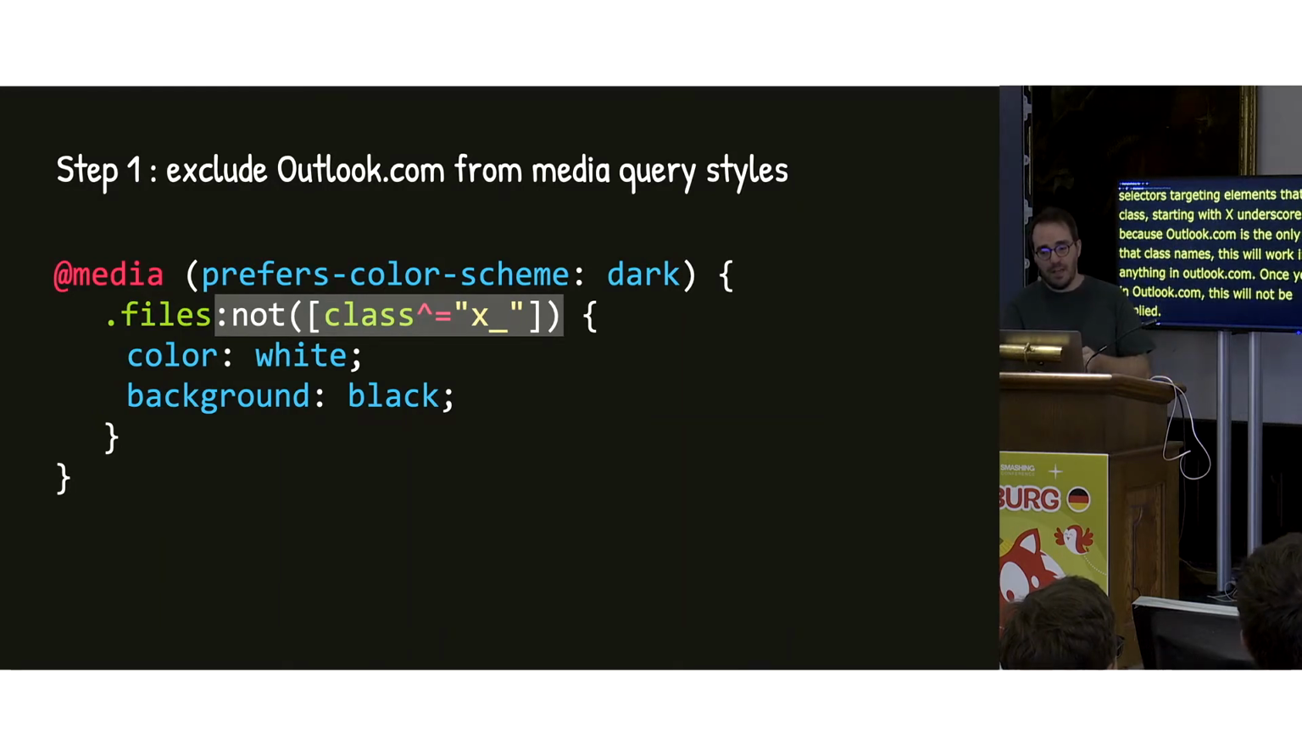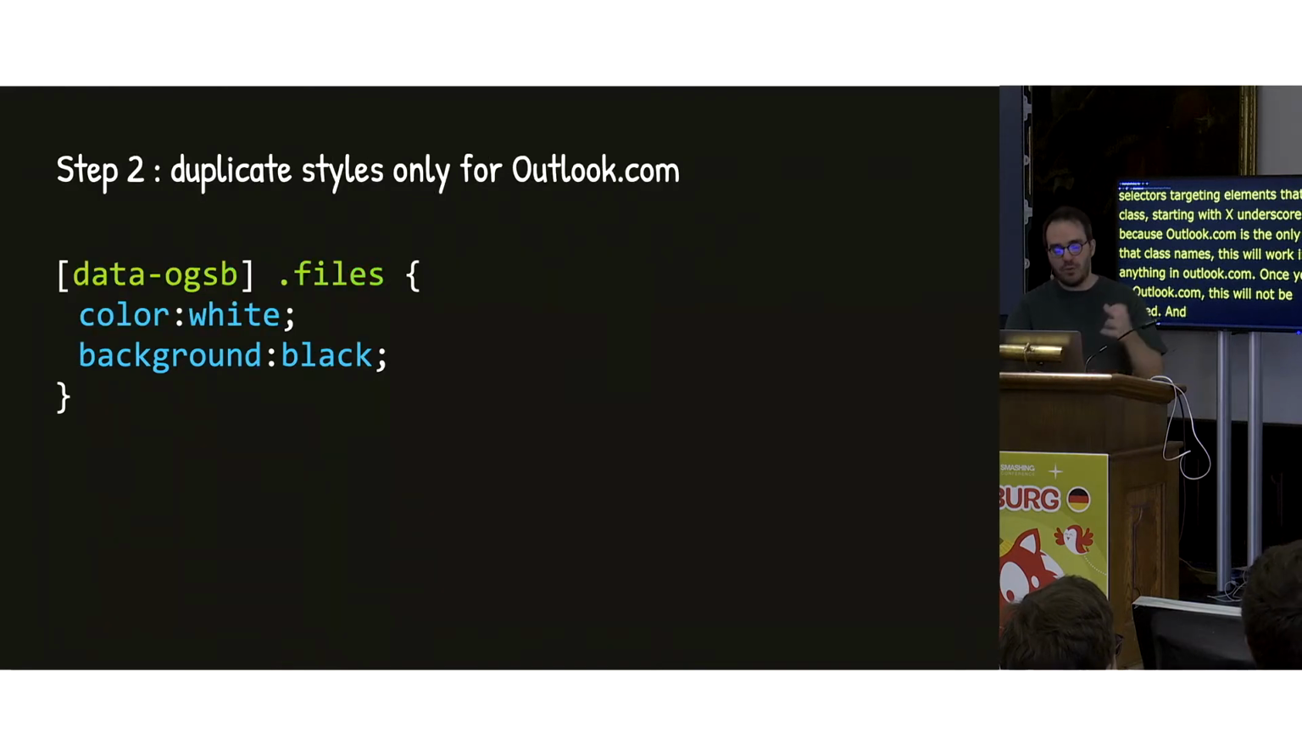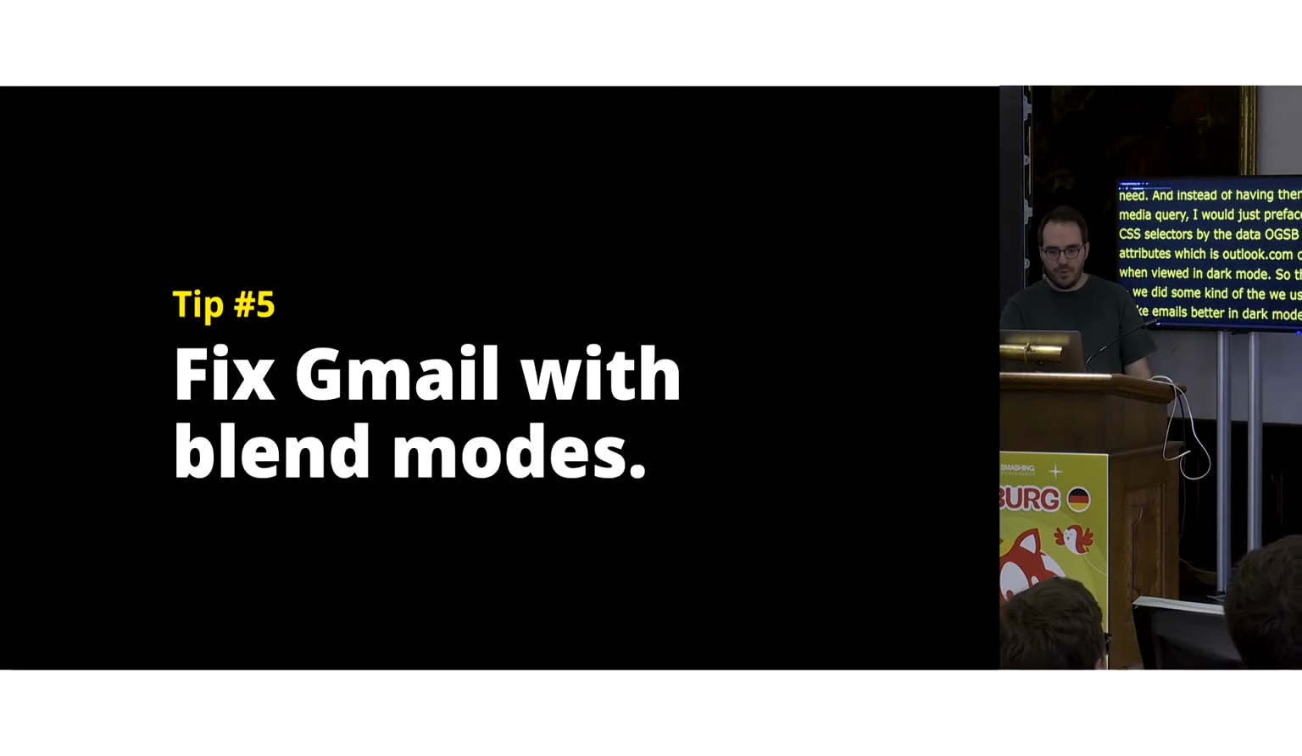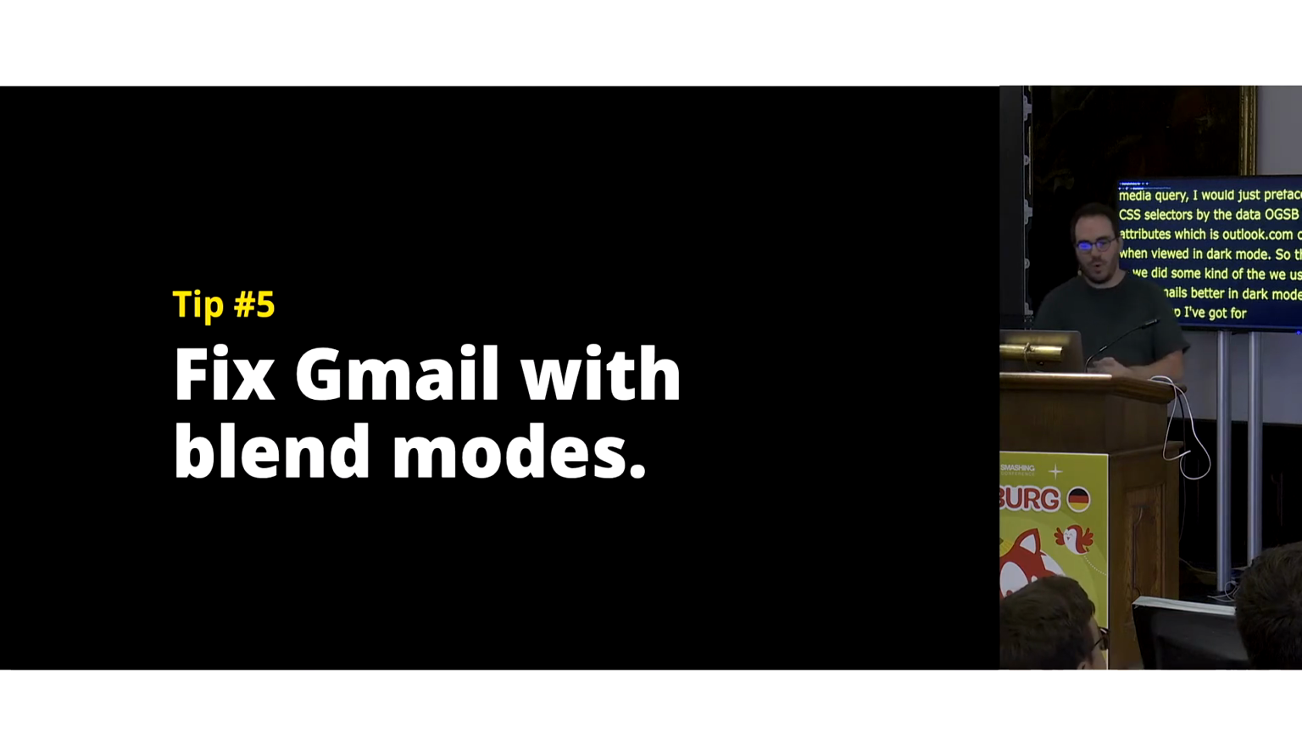And then the second step is to actually duplicate the styles that I need. Instead of having them in a media query, I will just prefix the CSS selectors by the data-ogsb attribute, which is added by Outlook.com only when viewed in dark mode. So this is really the kind of hacks that we use in the email development world to make emails better in dark mode. And the final tip I've got for you today is actually a really fun one.